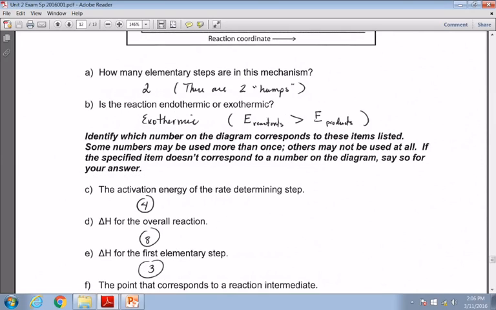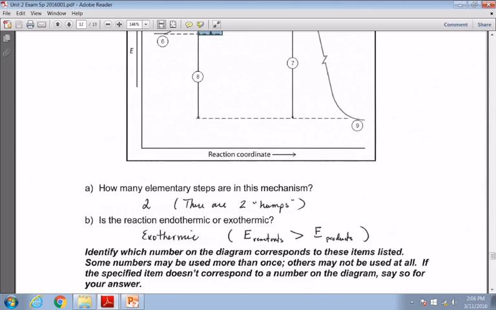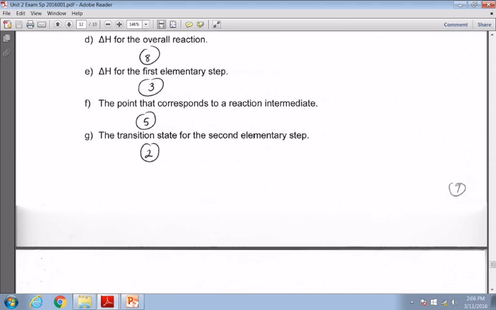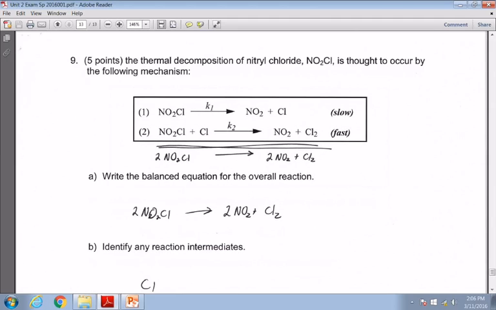The overall enthalpy change of the reaction, that would be 8. The enthalpy change for the first elementary step, 3. You can kind of see those. Then number 9 was kind of leading up to number 10.